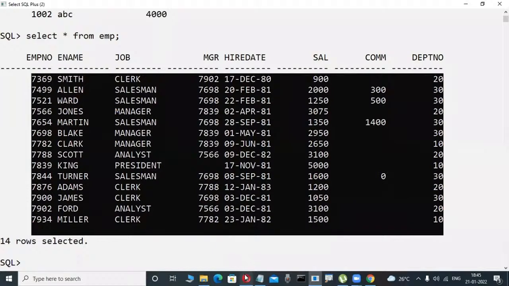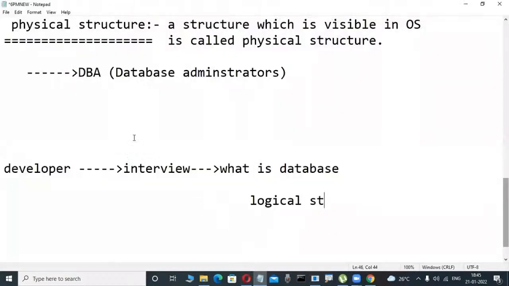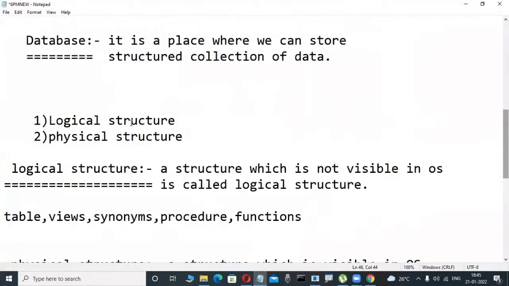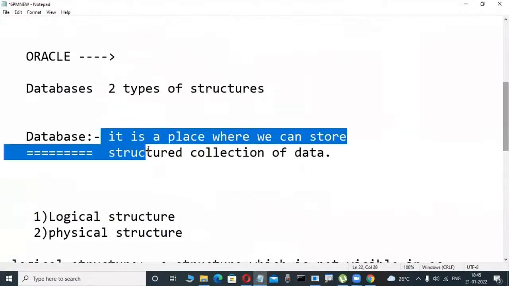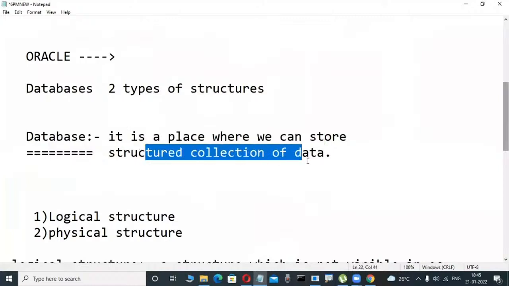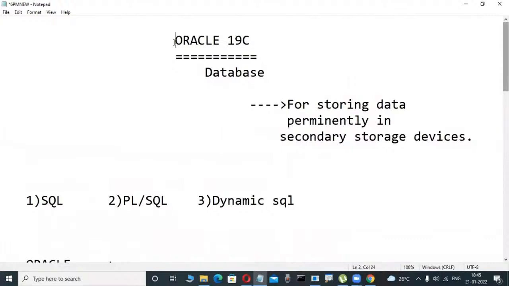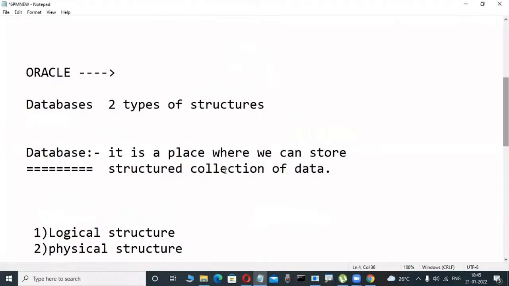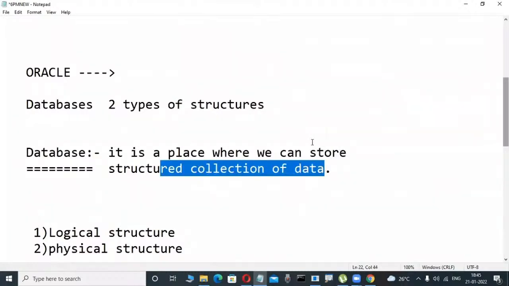That is why, if you refer to books or type what is a database into Google, two definitions appear, but most developers write that it is a place where we can store a structured collection of data. Understood? Now Oracle is a product from Oracle Corporation, and in our course we are learning the 19c version. This is a database product. If anybody asks what a database is, as developers we say it is a place where we can store a structured collection of data. That is the logical side.